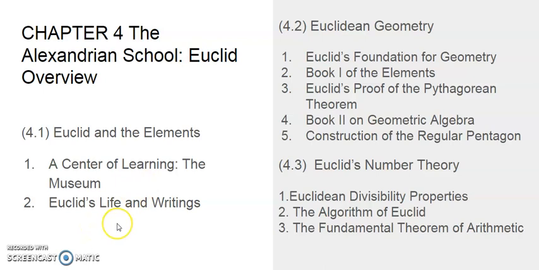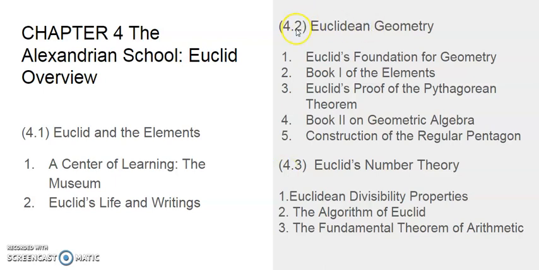At the end of section 4.1, it briefly talked about Euclid's life and the books he wrote. The most important one, of course, is Elements, which has 13 books. So in the following two sections, 4.2 and 4.3, we study some of the important math in the book Elements.